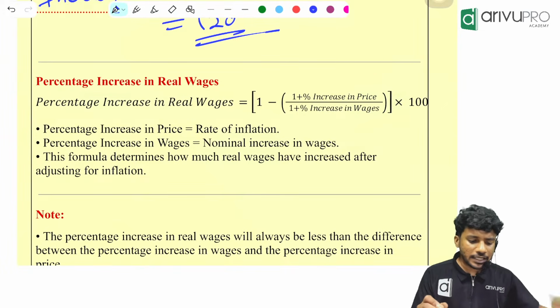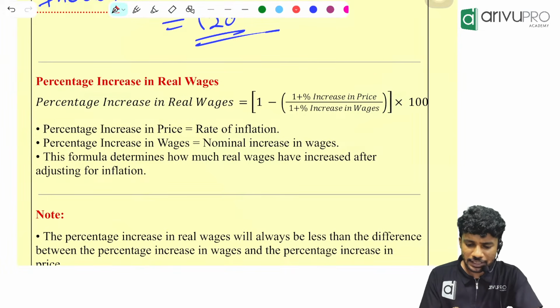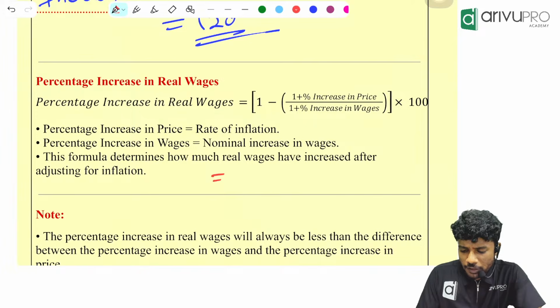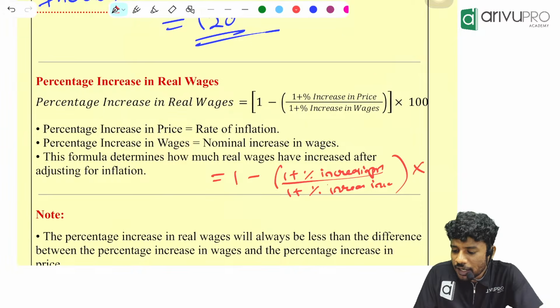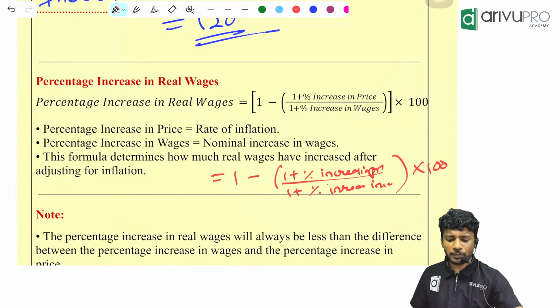Percentage increase in real wages is given by a formula: 1 minus 1 plus percentage increase in price divided by 1 plus percentage increase in wages. The entire thing will be multiplied with what, people?